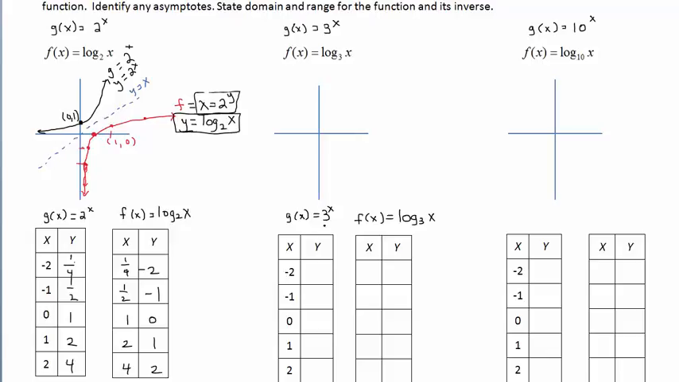So 3 to the negative 2 is 1/9. 3 to the negative 1 is 1/3. 3 to the 0 is 1. 3 to the first is 3. 3 squared is 9. You can take each of these individual points right here, and as we did in a previous video, plot these points. I'm going to start with (0, 1). I know that the graph is going to be a little more steep than 2 to the x, but it has the same basic shape, same characteristics. And we're going to call this g equals 3 to the x.